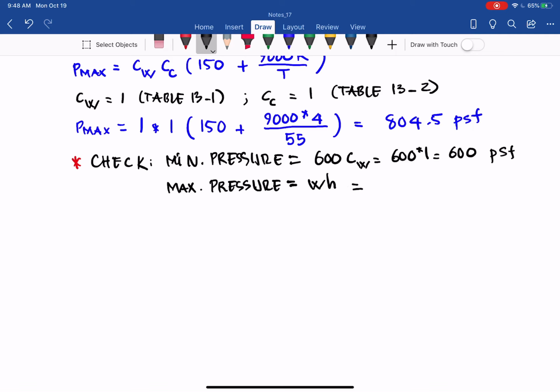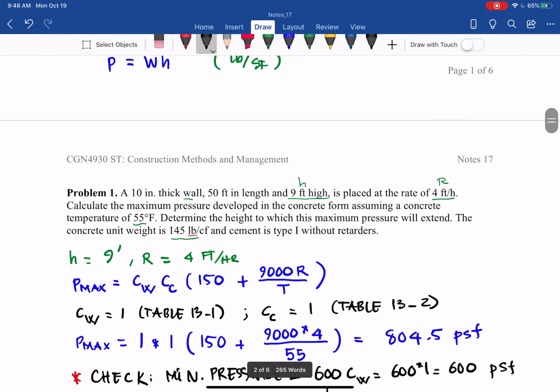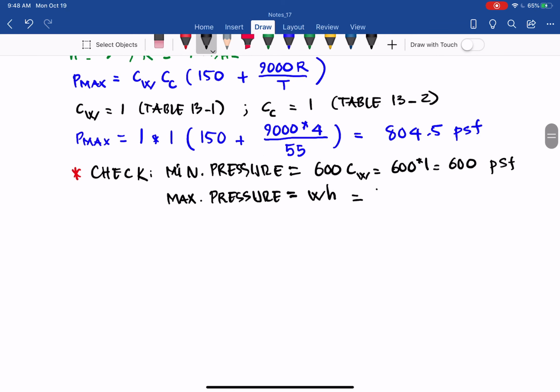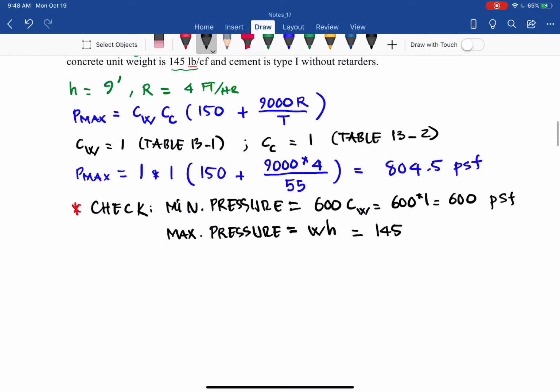So it will be equal to W. The problem gives us 145, and the H is 9 feet, so you multiply by 9, and you get 1305 pound per square foot.